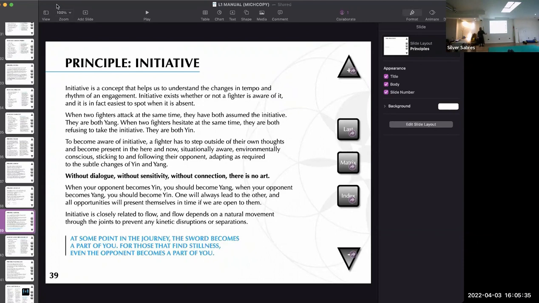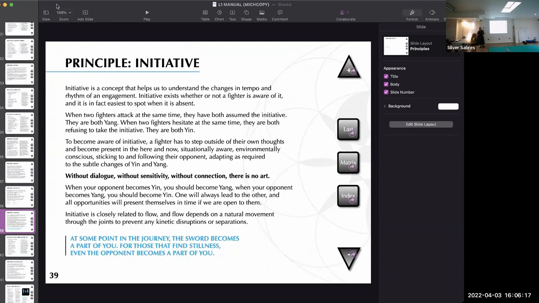Be patient. Your strategy is to bind. You still have to wait for the moment when that's possible. Surrender the initiative until they collapse into a place where you can take it back. Initiative is closely related to flow. And flow depends on a natural movement through the joints to prevent any kinetic disruptions or separations. If you block yourself with the way you're moving, your initiative dissolves and your opponent has a free open goal shot.